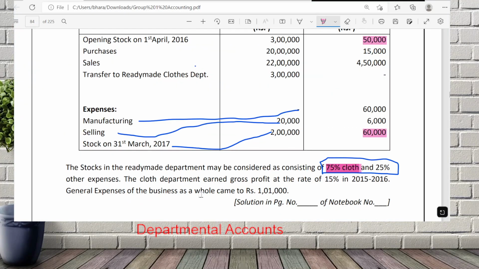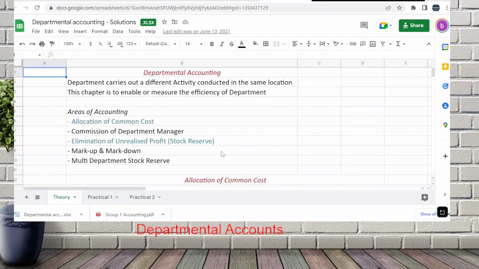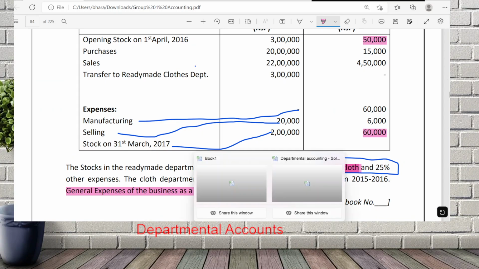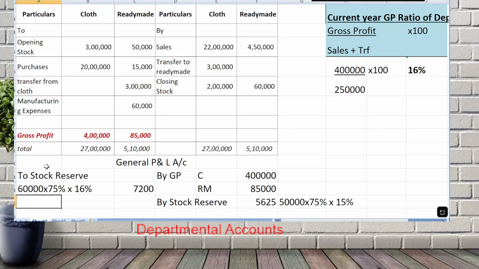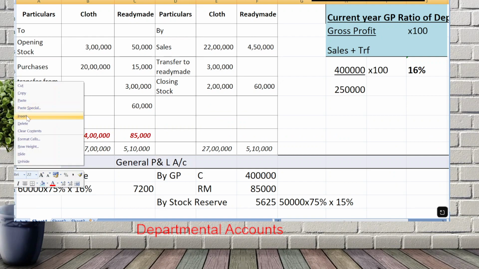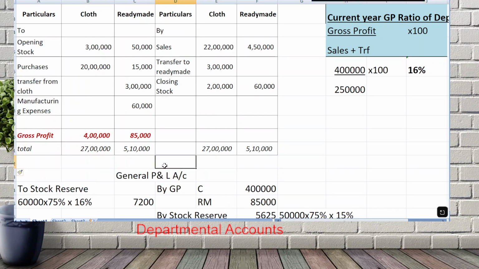Are we given some general expenses? Okay. This should come in which account? General P&L account la varuma illa P&L account la varuma actually. Sorry, இந்த அப்படியே கண்டினியூ பண்ணீங்க அப்புறமா ஜெனரல் P&L account. By GP எவ்வளோ, 4 lakh and 85,000, to general expenses.